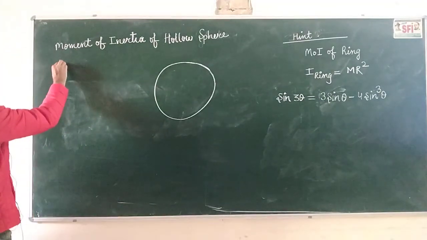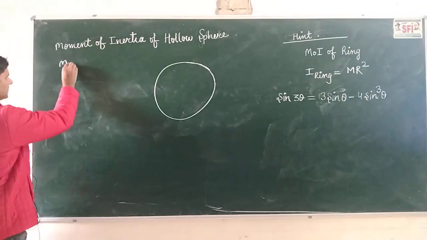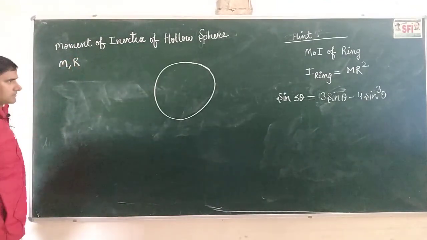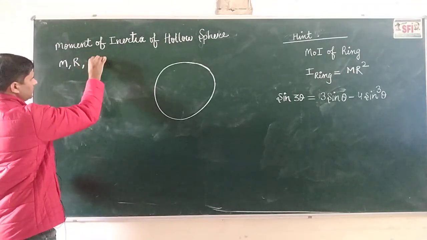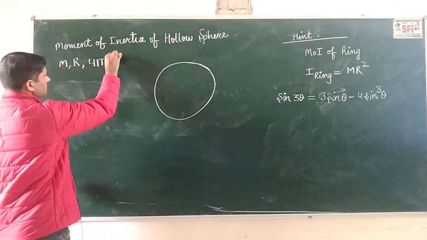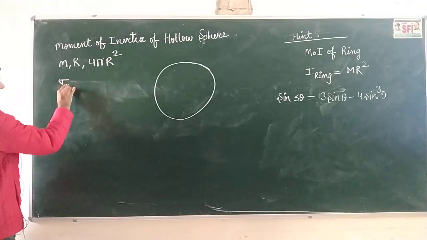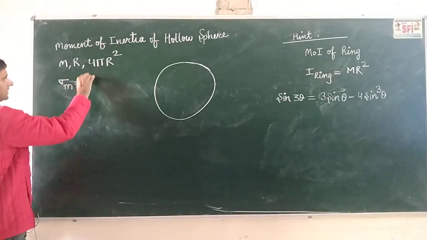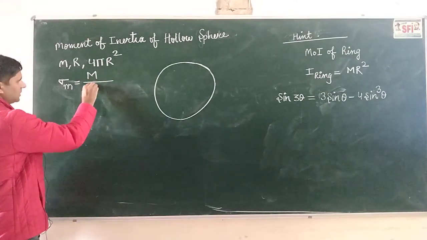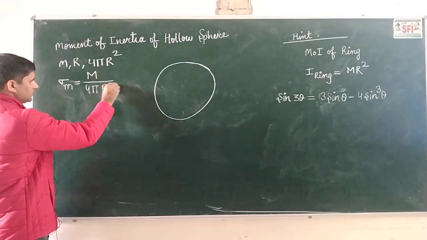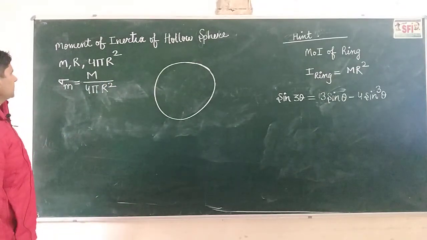So firstly we will assume that the mass of this hollow sphere is capital M and its radius is r. So the curved surface area of this hollow sphere will be 4 pi r square. If you find the surface mass density sigma m, then it will be the total mass of the hollow sphere divided by the curved surface area 4 pi r square.